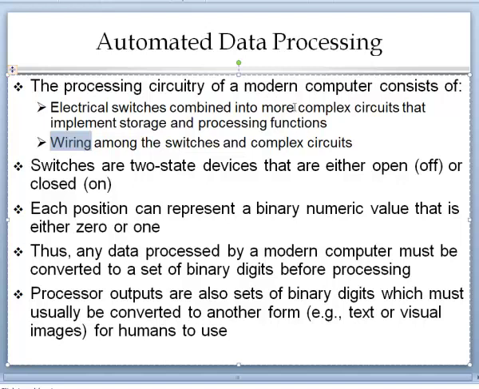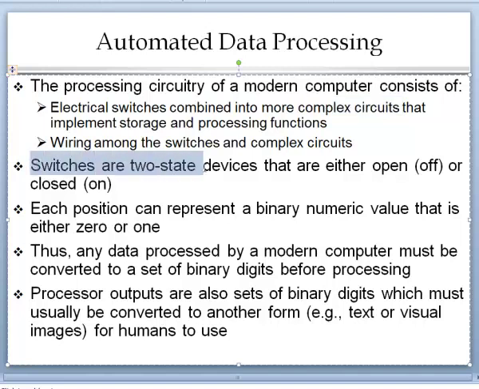Clearly we need to do things more complicated than just on-off, which is what a switch does. And we do that by taking groups of switches and wiring them together to produce complex circuits. So for example, an add circuit, a compare circuit, a less than or greater than circuit, a division circuit, and so on and so forth.